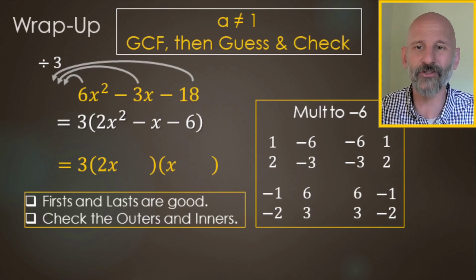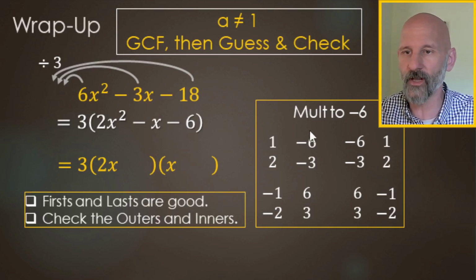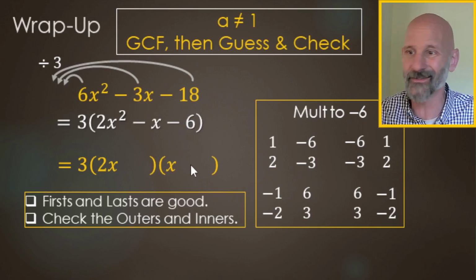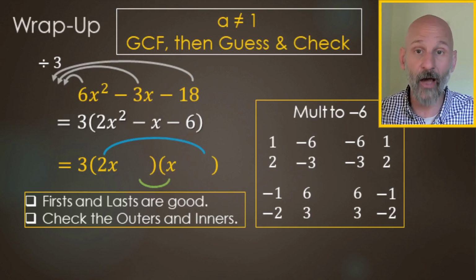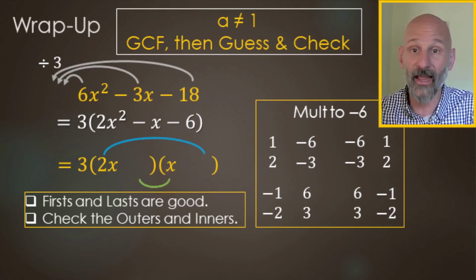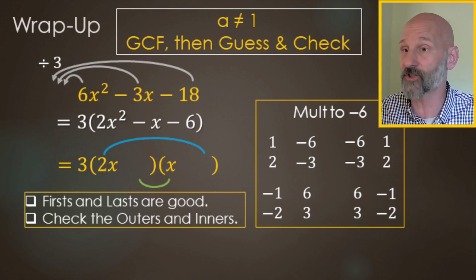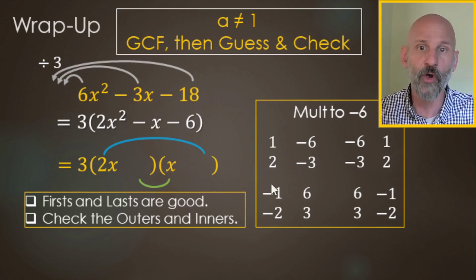Remember, the first and last are good. You don't even have to worry about that. They're always going to multiply to a -6 for the lasts, and the firsts are always going to multiply to a 2x squared. So you're just checking the outers and the inners to make sure that they end up equaling the b or the x term. In this case, that would be a -1 when you're checking those.